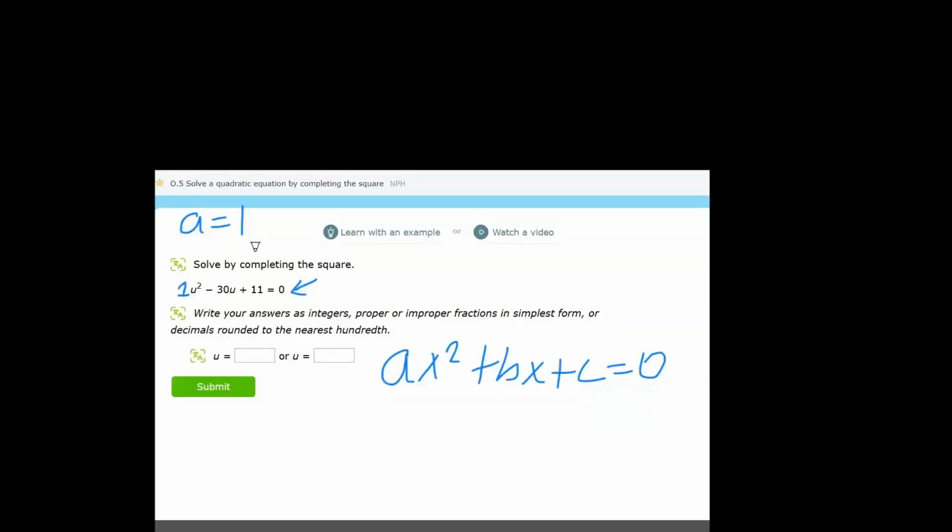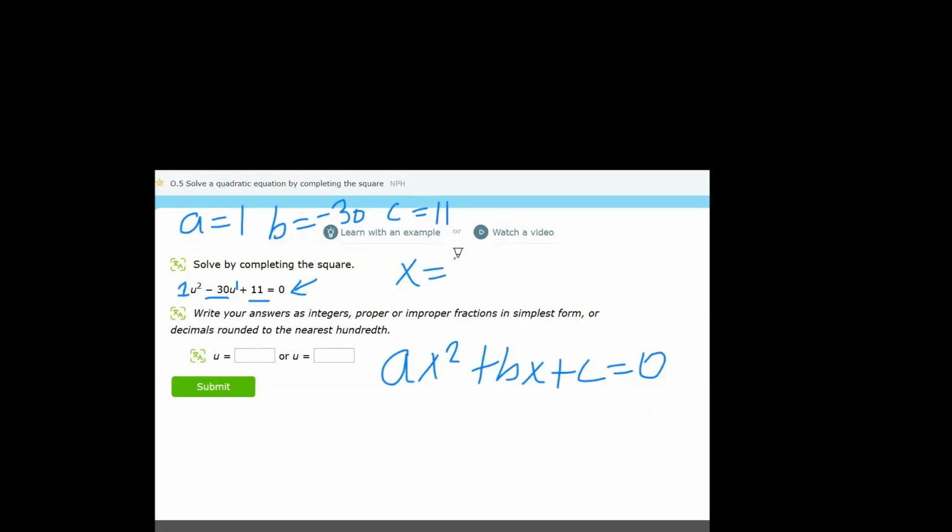B is just the number in front of our variable to the first power. And because we have a minus 30 here, our b is negative 30. And c is just a number by itself. It's just 11. Now that we have our a, b, and c, let's use our quadratic formula.